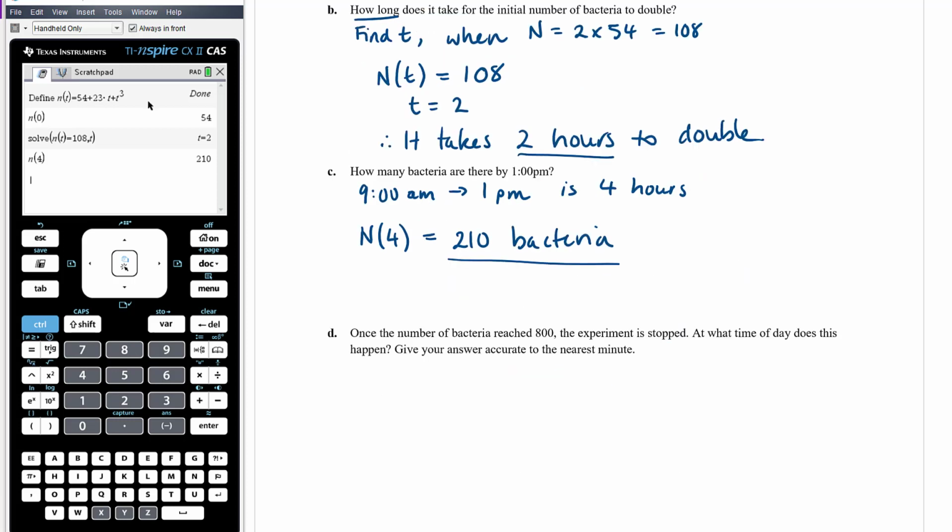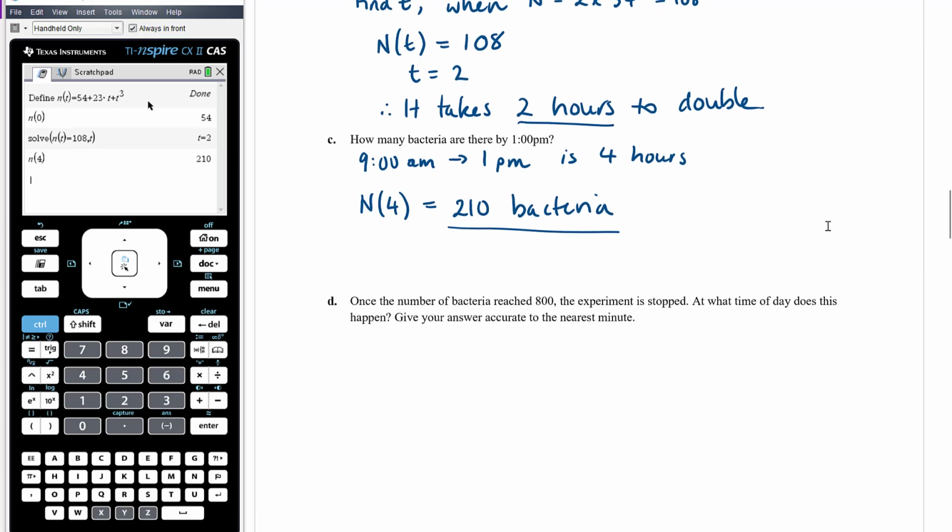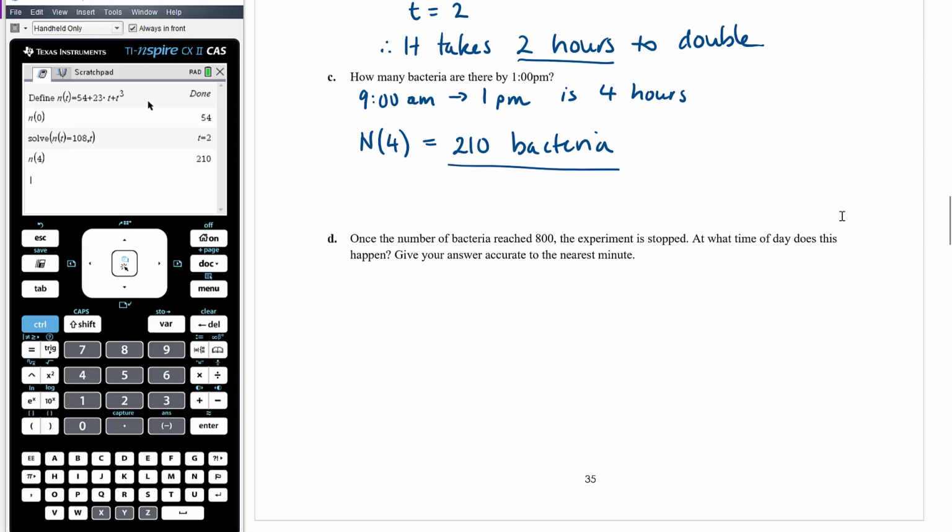All right, so once the number of bacteria has reached 800, the experiment is stopped. At what time of day does this happen? Give the answer correct to the nearest minute. Okay, so a couple of things we'll need to look at here. At what time? So we're finding t. We want to know at what time, so what value of t is the bacteria 800? So that's n. Okay, so we want to know when n is 800, find the value of t. So we are solving the function n of t equal to 800. Okay, again, we can do that in our CAS.